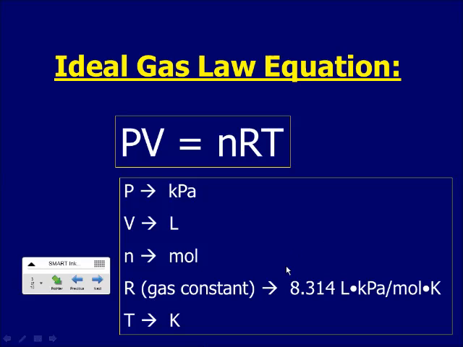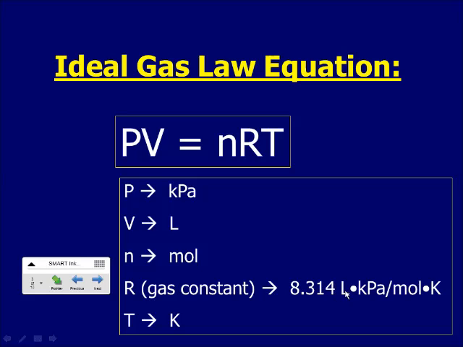Okay, let's get ready to do some of the problems. One last thing before we move on. Take a look at this constant. It's given the letter R. I have no idea why it's given the letter R. But for this course, the gas constant is 8.314. You have that on your information sheet, so if you forget it, you can always go and get it.